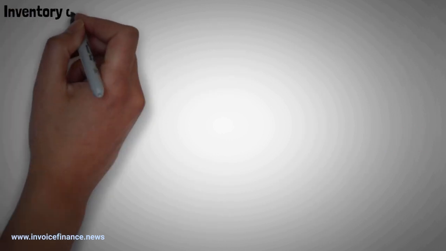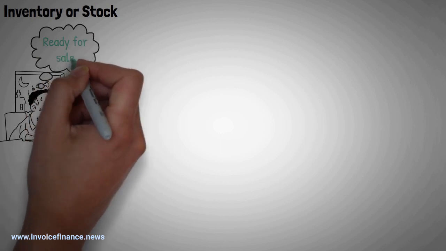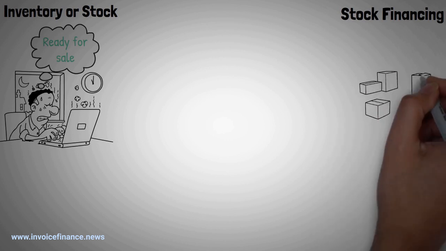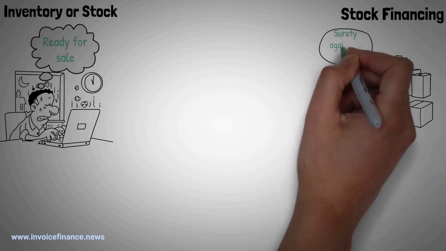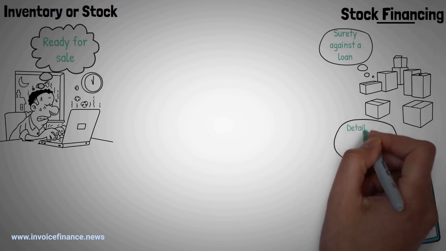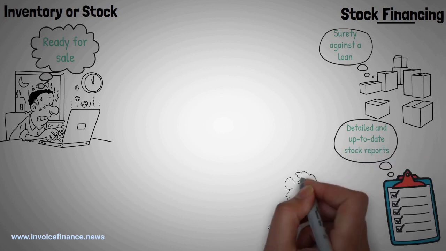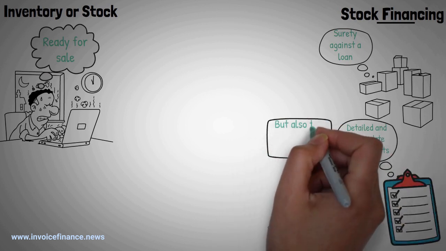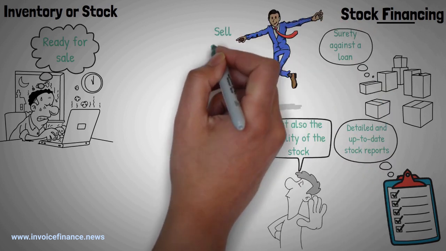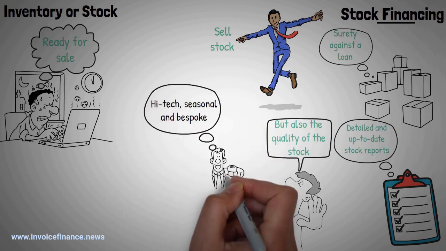Inventory or stock. A company's inventory consists of items that are ready for sale. It also covers materials that can be turned into inventory. Stock financing. When stock is used as surety against a loan, it is called stock financing. In order to qualify for this type of financing, a company will have to produce detailed and up-to-date stock reports. It is not just the amount of stock that needs to be considered, but also the quality of the stock. The financier will assess how easy it is to sell stock. High-tech, seasonal, and bespoke products might not be easy to sell.